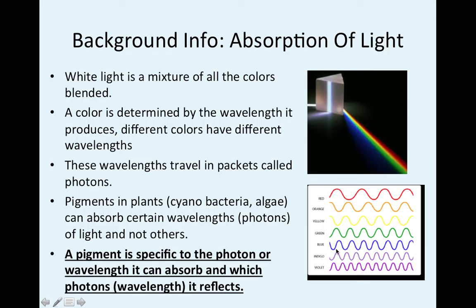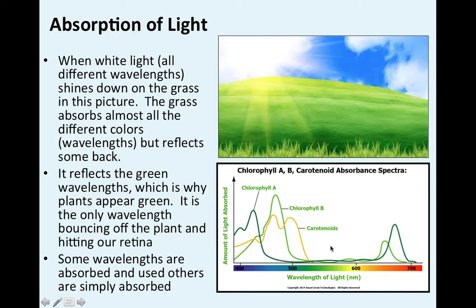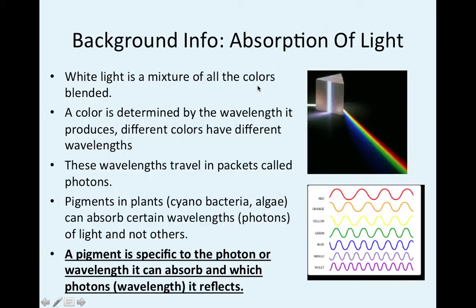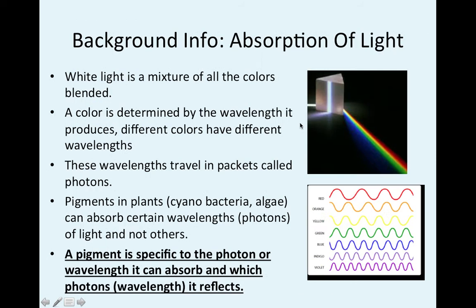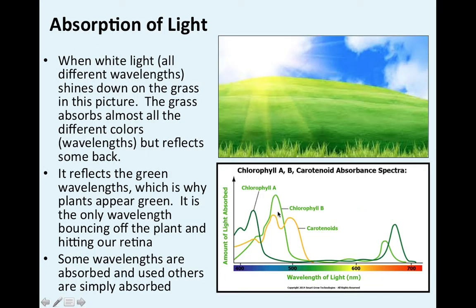So if you try to grow a plant under green light, it won't actually grow because it's going to reflect all of that light back. But growing it under blue light or red light really helps out. So that's what we have in this little picture. We've got all the sunlight shining down onto the green grass. The grass is absorbing all of these different photons except for green. It's reflecting green back.